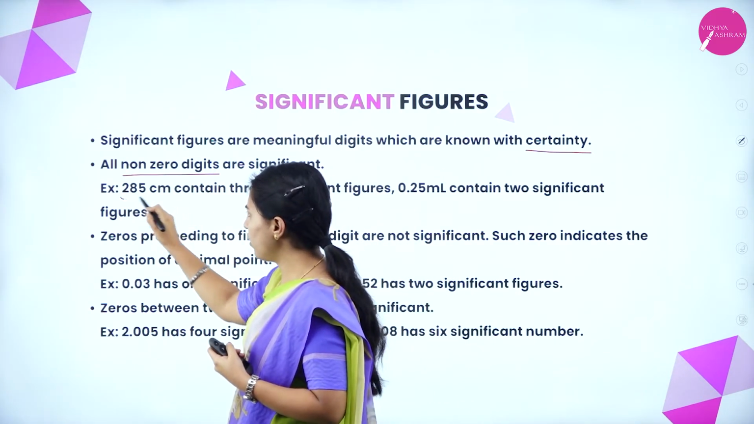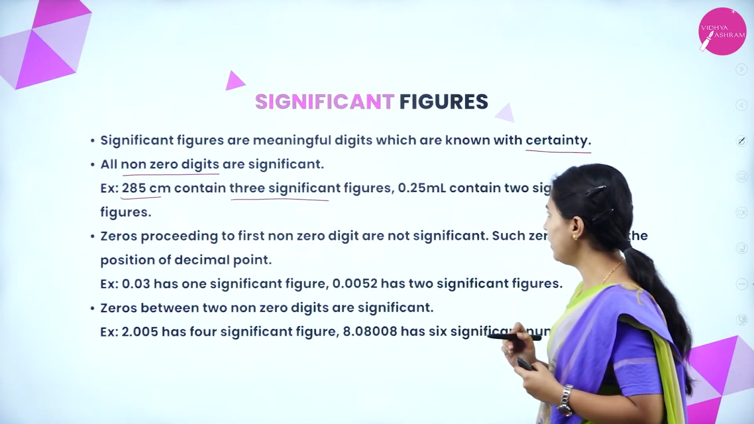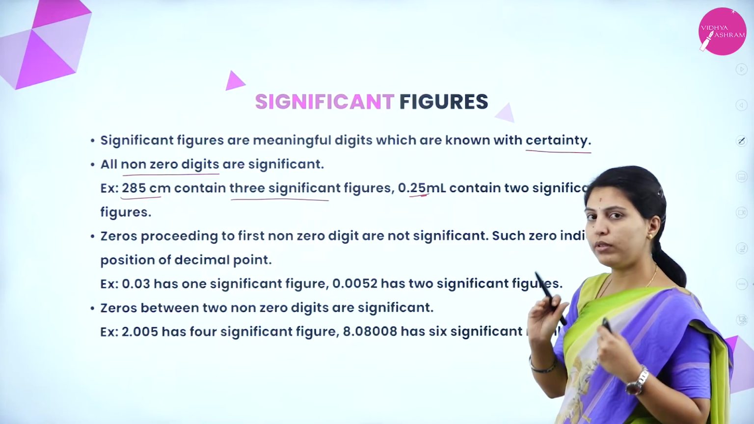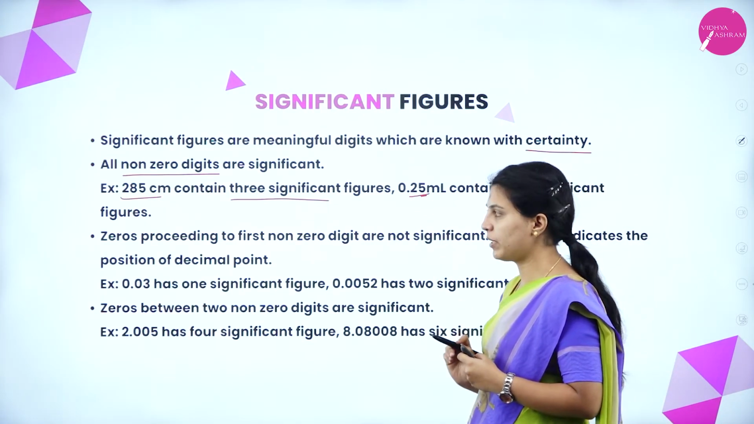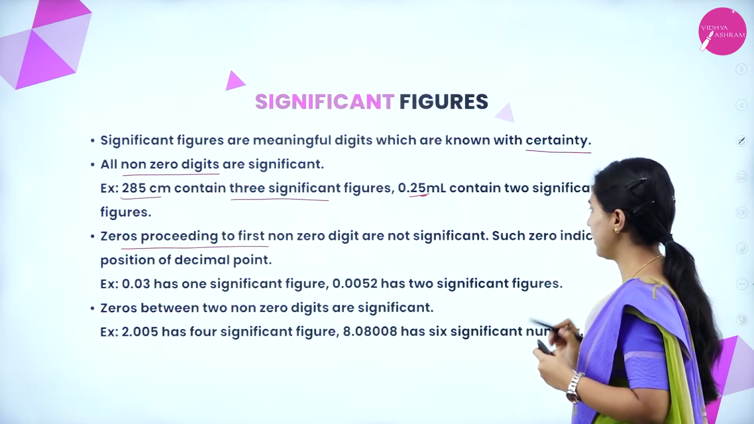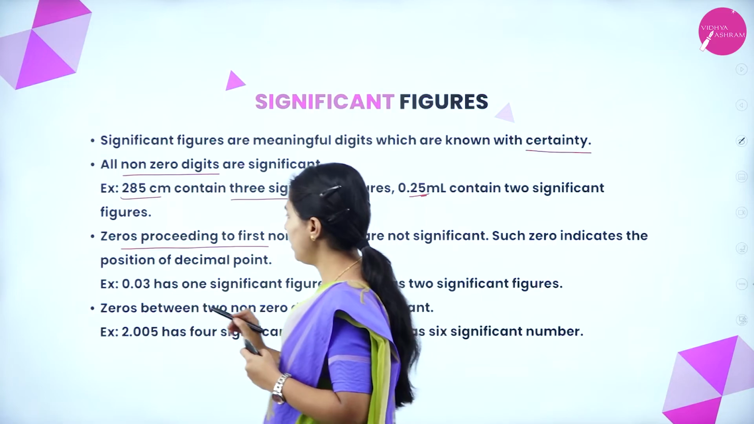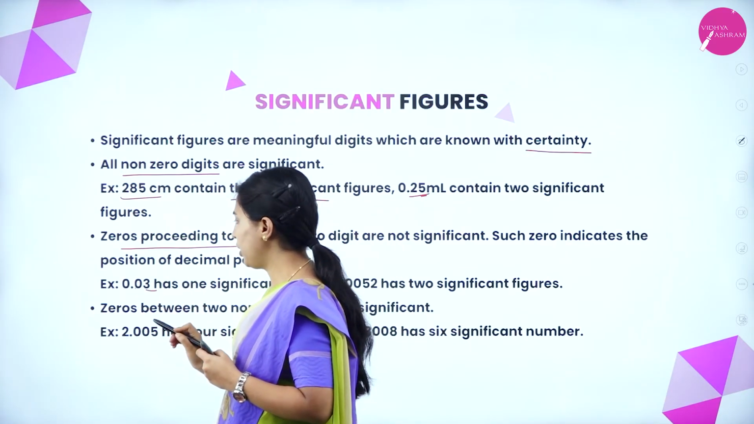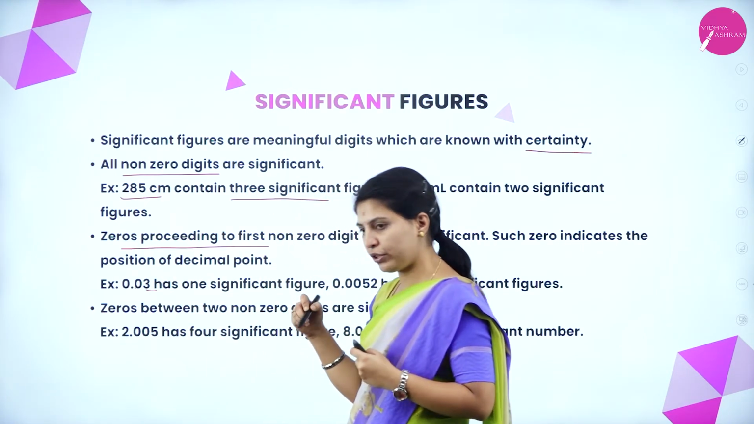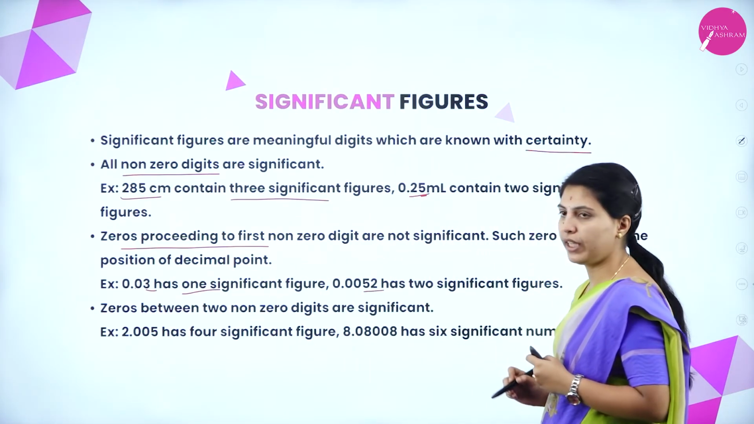See here, no zero is present in this number 285. For that reason, all the digits are significant. 0.25 ml contains only 2 because we take only the non-zero digits as significant, and the decimal is also present. Zeros preceding the first non-zero digit are non-significant. So 0 indicates the position of the decimal point. See here, 0.03 has only 1 because the 0 precedes the first non-zero, and this decimal also represents the position of 0. That's why only 1 significant figure. Here also only 2 significant figures.